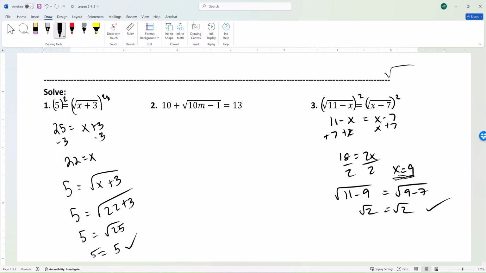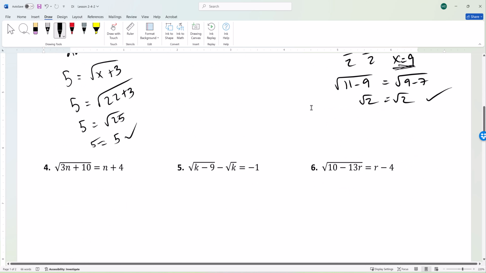For number 2, you want to isolate the square root first before you square both sides. So now you can square both sides. Don't forget to check for extraneous solutions.